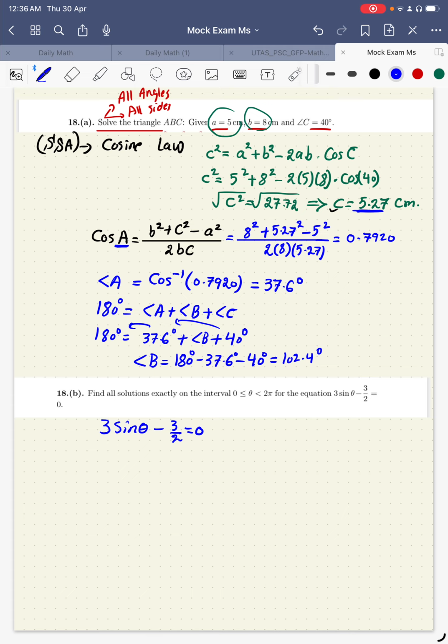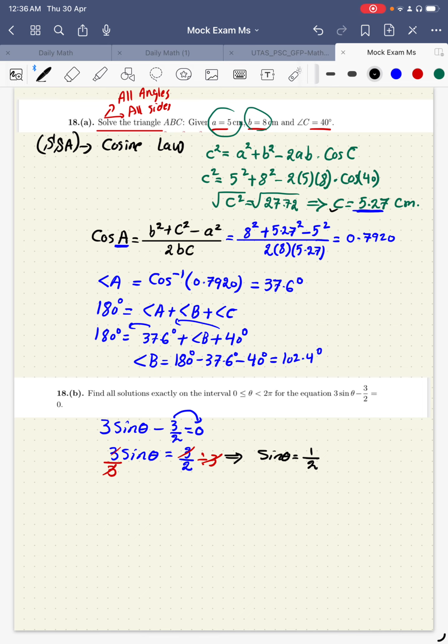To solve this one, I'm just going to isolate the sine. أخلي الساين في طرف وحدة. How am I going to do that? I'm going to take this one to the other side. So I'm going to have 3 sin θ equal what? 3/2. Then I'm going to divide both sides by 3. So this 3 cancels with this 3, and this 3 cancels with this 3. I'm going to have sin θ equal 1/2.